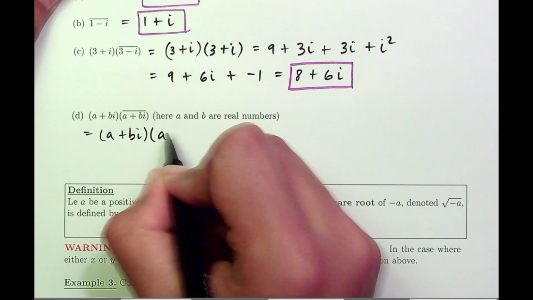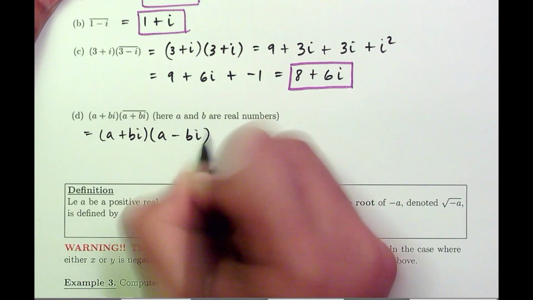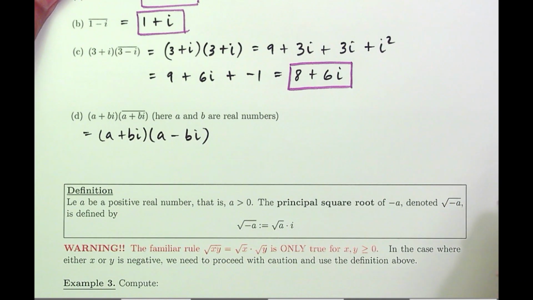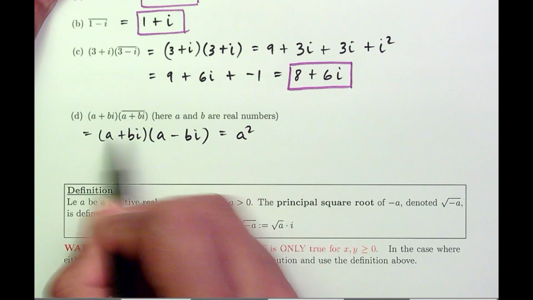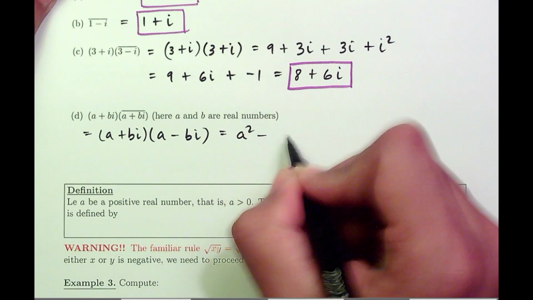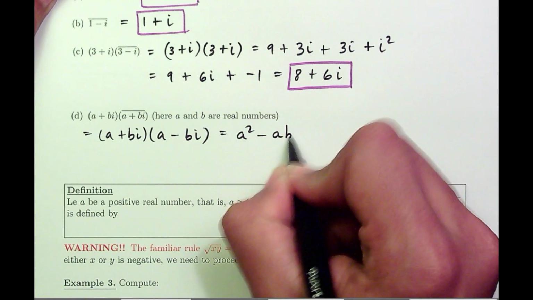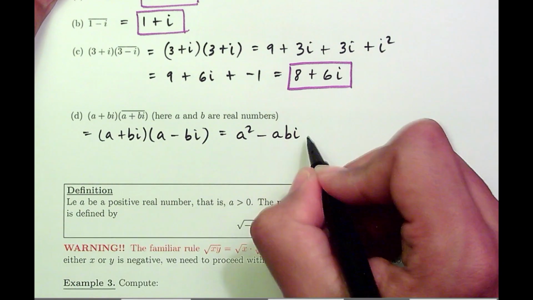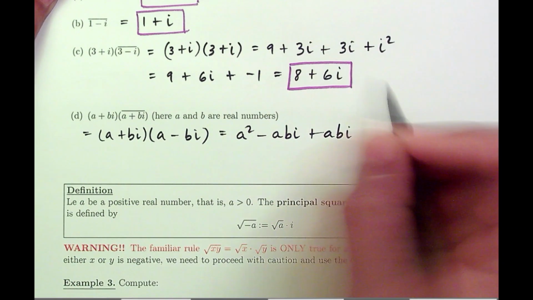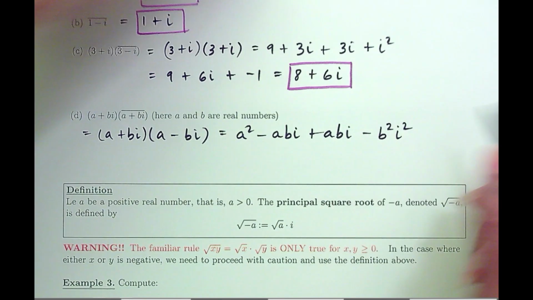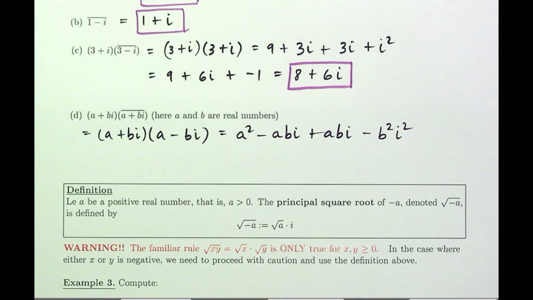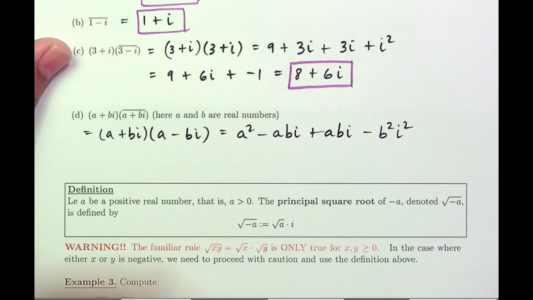that? That's going to be the same, but the sign in the middle is changed. So like that, a minus bi. And now when you FOIL this, you're going to get a squared, because a times a, and then a times negative bi, that's going to be negative abi. This one, bi times a, is positive abi, and then the very last one, you're going to get minus b squared i squared. You have two b's, so that's going to give you b squared, and you have two i's, so that's going to give you i squared. And then positive times minus is minus. Okay, so that's what you get.